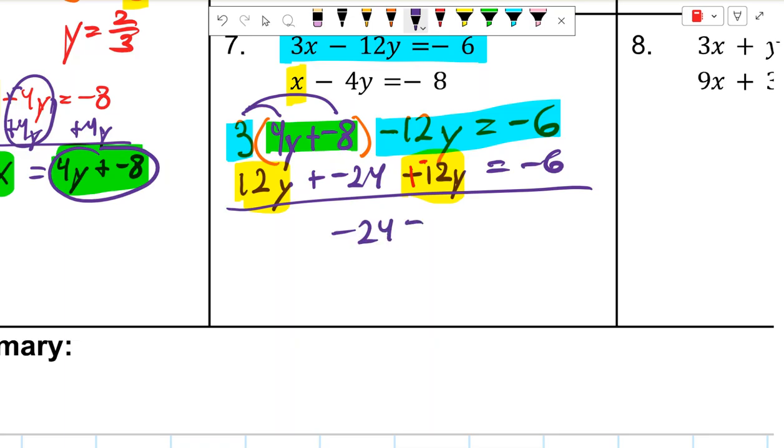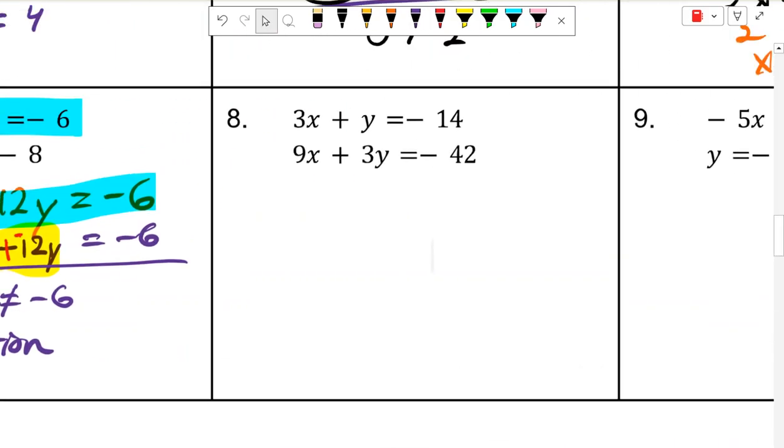Negative 24 is exactly equal to negative 6. And that is not true. So this problem has stopped, and you know it is a what? No solution. All lowercase letters, no spaces. That's as far as you've got to go.